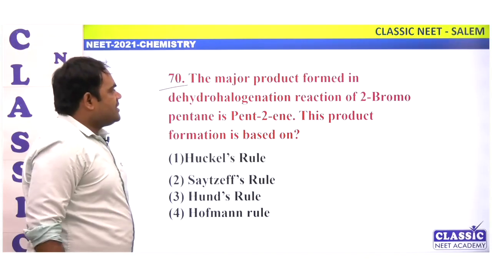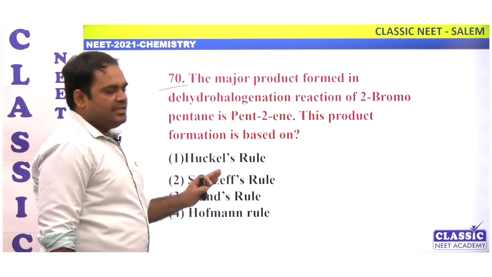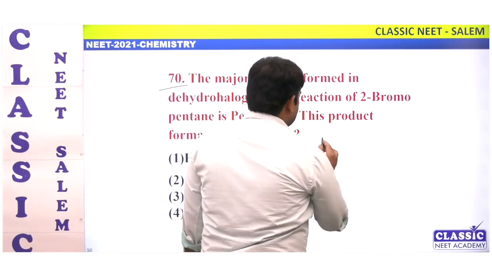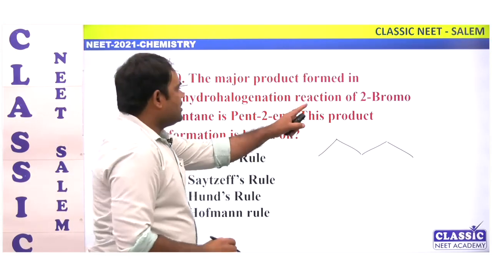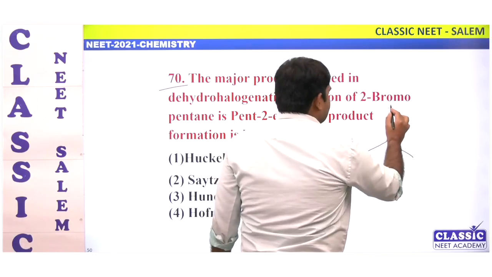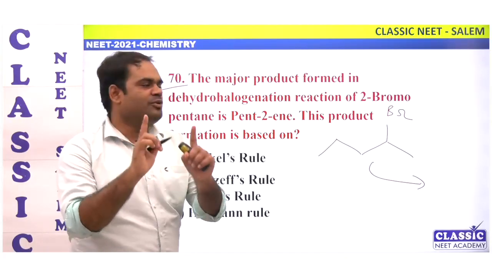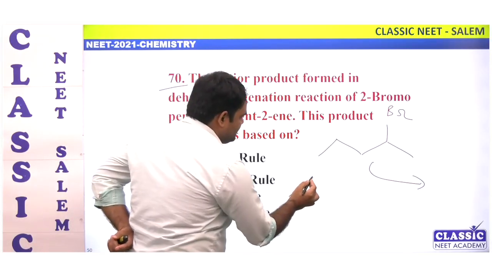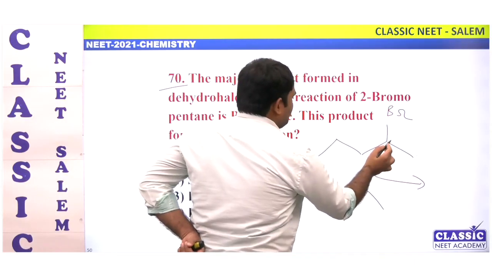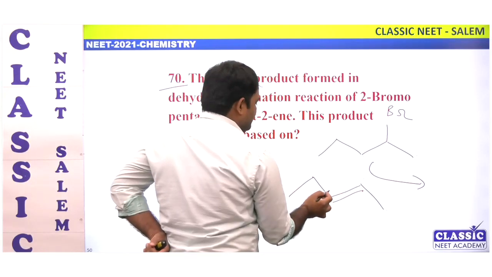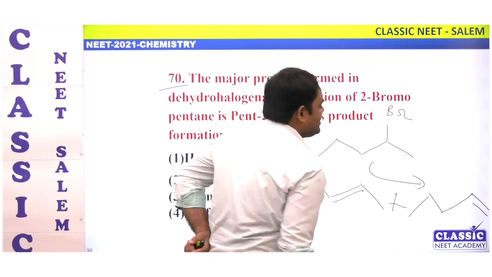Next one is given here: the major product formed in the dehydrohalogenation reaction of 2-bromopentane is. So firstly we have to draw the structure. At the second position what is present? Bromine is present. By dehydrohalogenation we are going to get two types of product. Which one is that? First we will get this product, 1 2 3 4 5. And what about the second one? The second one is this one.